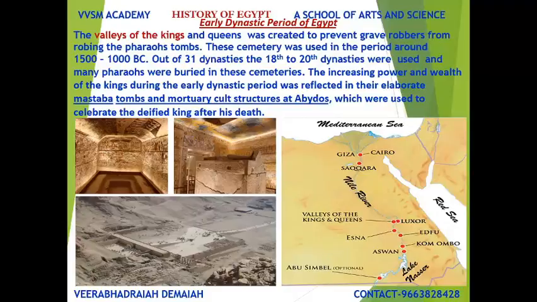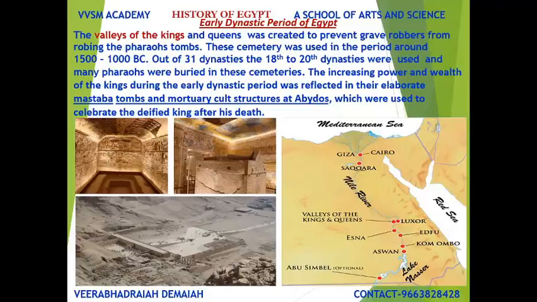This cemetery was used in the period around 1500 to 1000 BC. Out of the 31 dynasties that ruled Egypt, the 18th to 20th dynasties used it, and many pharaohs, the kings, were buried in these cemeteries after their deaths.